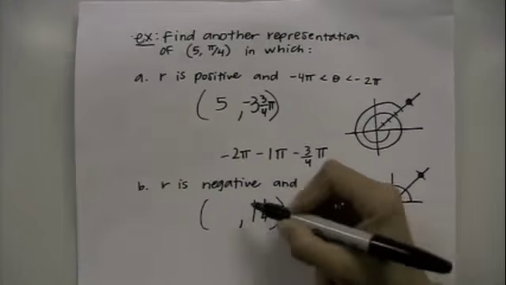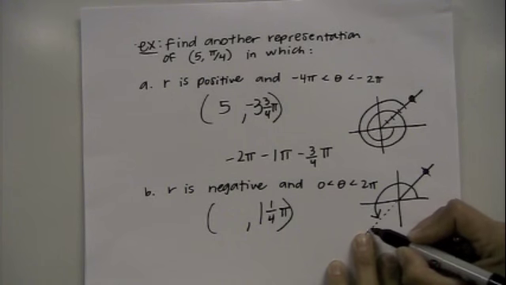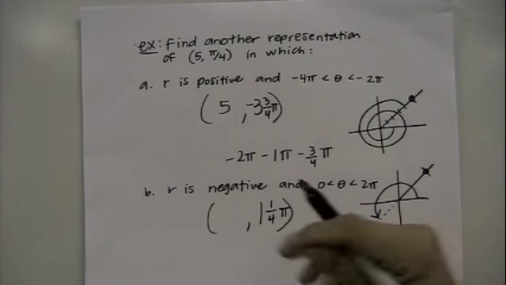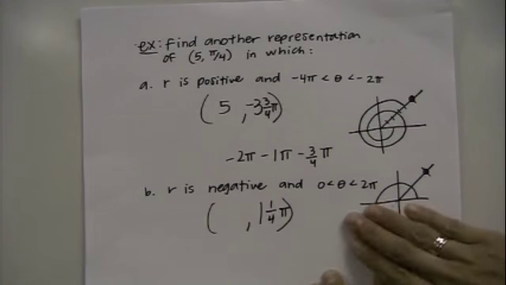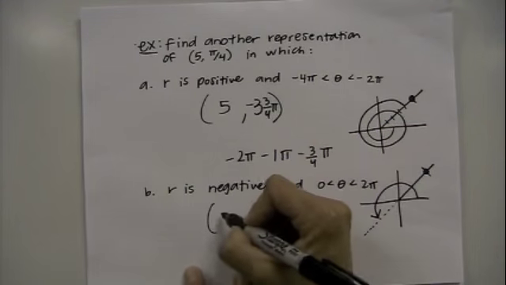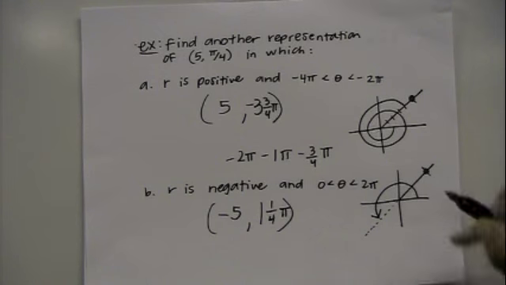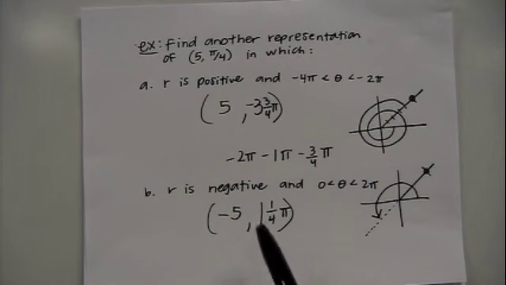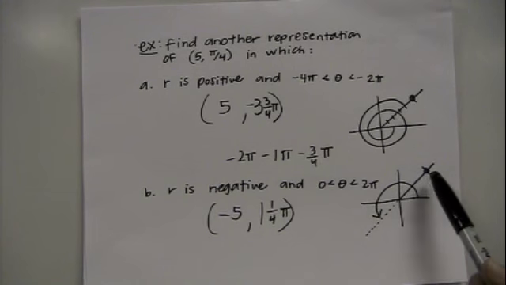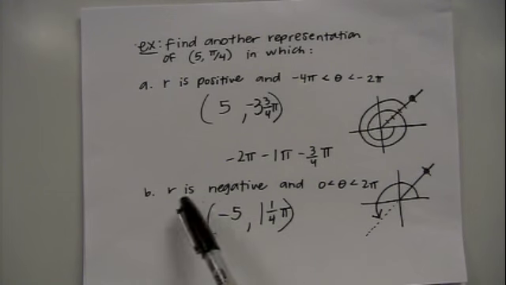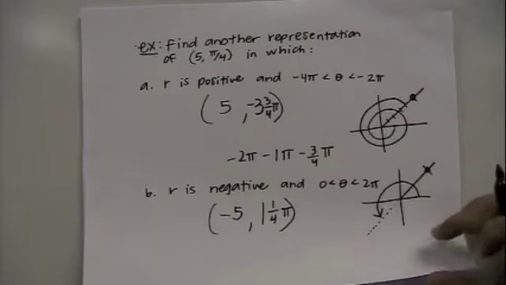If I were to just say positive 5 right here, that would put me down in this quadrant 3. But because it wants r to be negative, if I show that it's a negative 5, that reflects me back and it gets me to the desired point. So again, negative 5 comma 1 and 1/4 pi is another representation for that exact same point with these conditions.